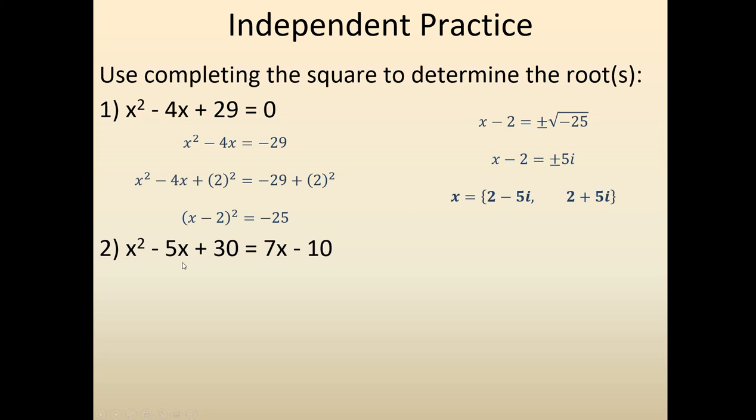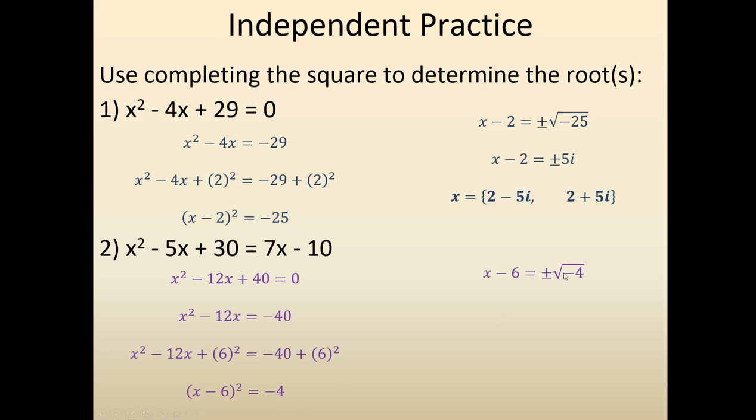All right, and then the very last question, move the 7x and the 10 over to get this as my new quadratic. Move the 40 over, add half of 12, which is 6, 6 squared to both sides. When I factor this, minus goes in my factor, the 6 also drops down. So I get x minus 6 squared equals negative 4.